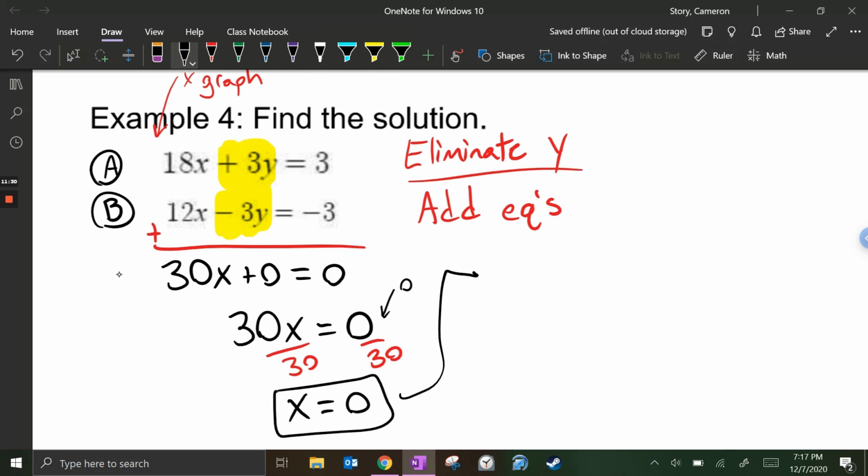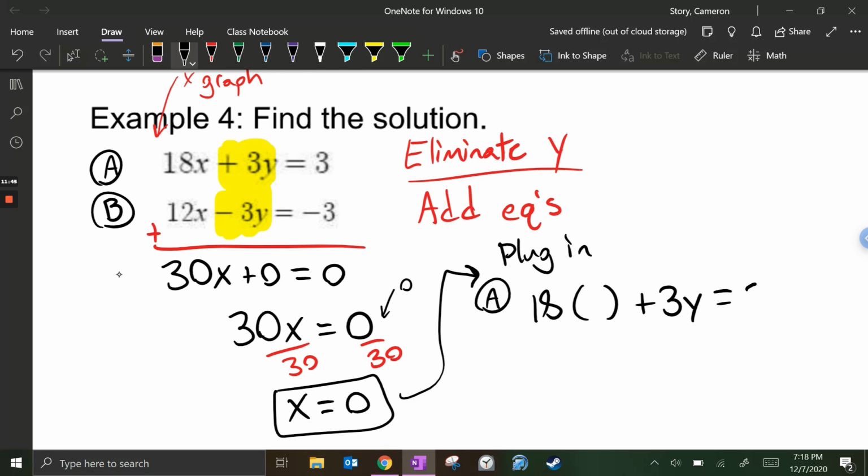Once we get that, it turns out to be pretty easy to plug this in and get y. And you get to pick whichever equation you want. Since equation A has all positive numbers, I'm going to use that. So instead of x in equation A, I'm going to plug in 0, which is what I just got. Okay, and 18 times 0 is just 0, so we can consider this gone.